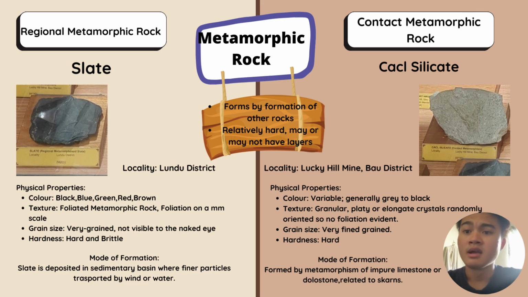Next, calc-silicate for contact metamorphic rock. Calc-silicate can be identified at Lucky Hill Mine, Bau district. Physical properties of calc-silicate: the color is variable, generally gray to black. The texture is granular, with prismatic or elongate crystals randomly oriented, so no foliation evidence. The grain size is very fine-grained and the hardness is very hard. Calc-silicate forms by metamorphism of impure limestone or dolostone related to skarn.